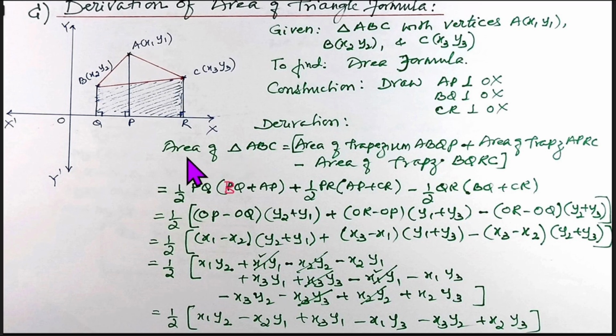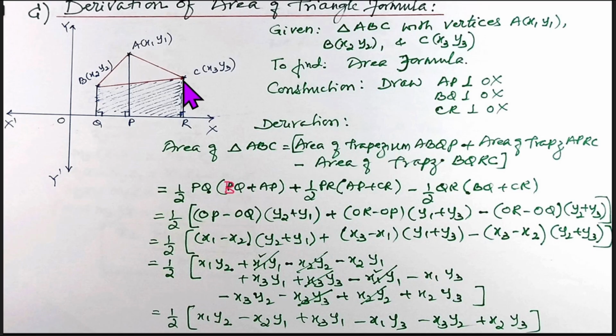Therefore I have written here, area of triangle ABC is equal to area of trapezium ABQP plus area of trapezium APRC minus area of trapezium BQRC. So that is what I have written here. Now we already know the area of a trapezium is half h in the bracket a plus b. So for each trapezium I will be applying that formula.